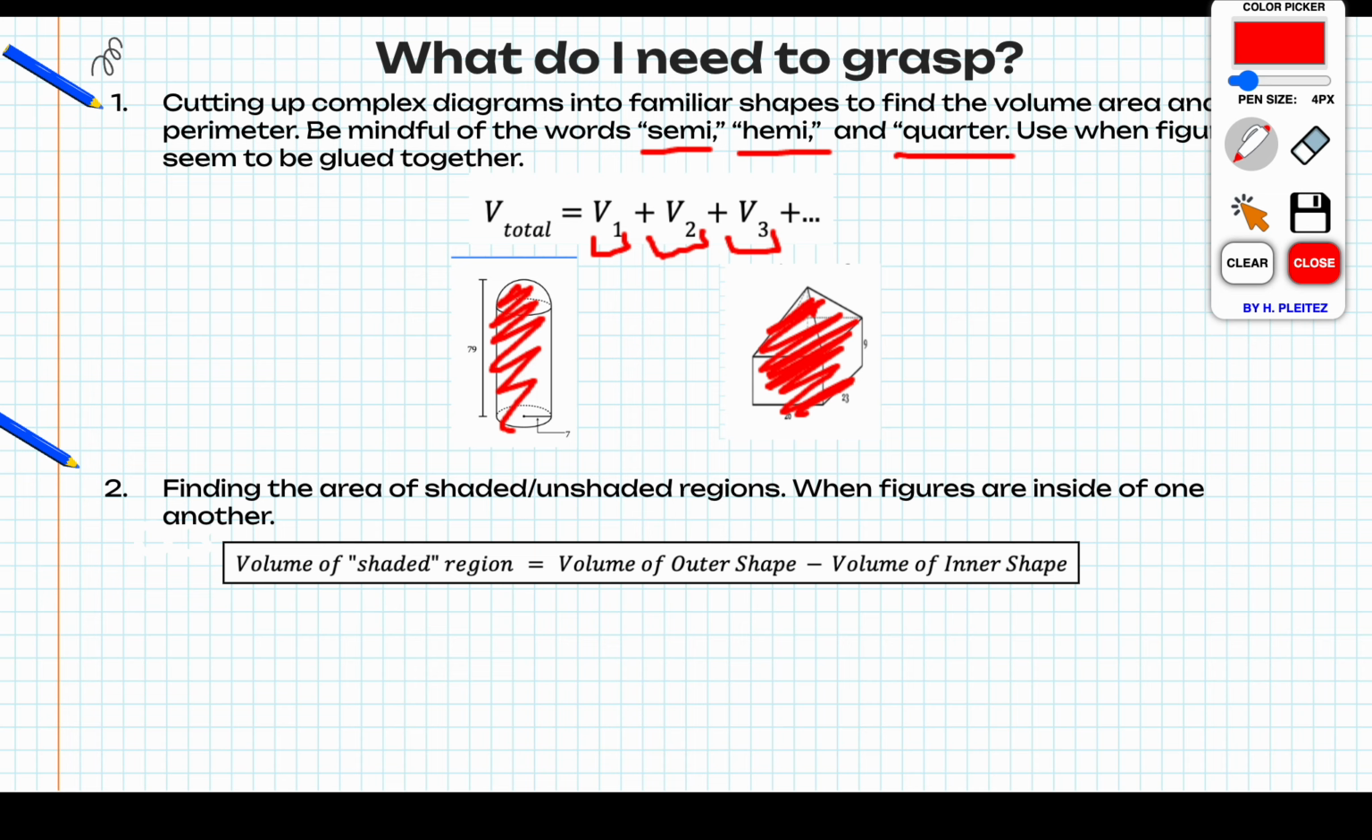And then skill number 2 was when we're finding the area of shaded and unshaded regions, and we do this when the figures look like they're inside of one another. We find the volume of the outer shape, and then we subtract the volume of the inner shape. And we use this method here of adding them up when it seems like our figures are glued together instead of them being inside of one another.